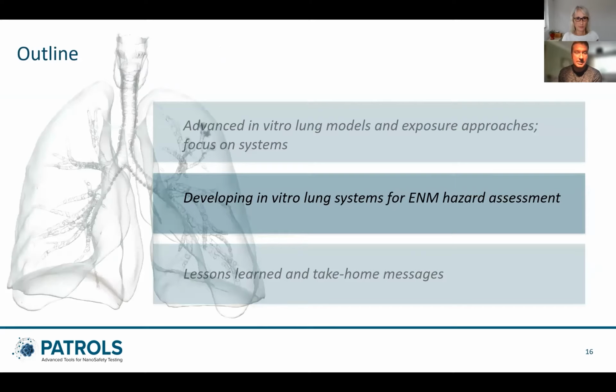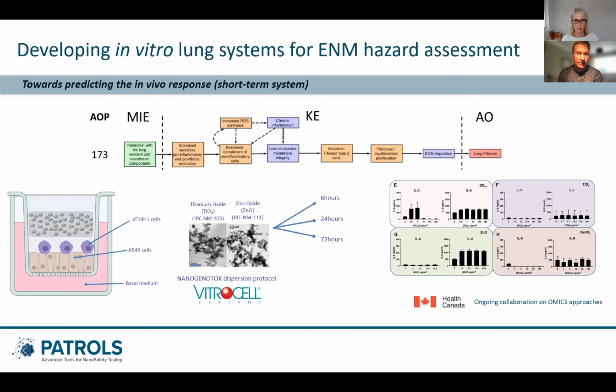Okay, so now we're just going to move on and we're going to understand how these systems can be used to deduce ENM hazard assessment. So first of all, what we did is we focused on the short-term culture, so the A549 dTHP1 co-culture again, and we assessed this against a specific well-established adverse outcome pathway, specifically AOP173, as you can see at the top of this slide, using titanium dioxide and zinc oxide nanomaterials, as you see here on the slide, at in vivo extrapolated concentrations over 6, 24, and 72 hours.